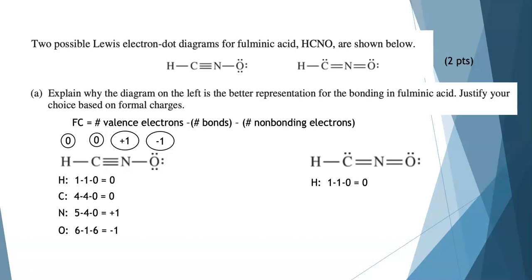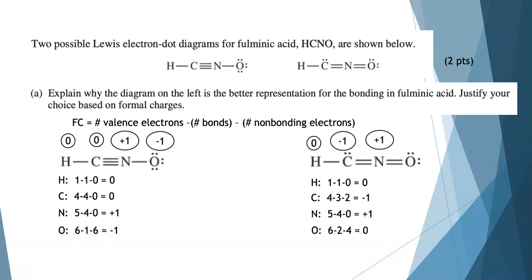The hydrogen, again, has a formal charge of 0. The carbon here has a formal charge of -1. 4 valence electrons, 3 bonds, 2 non-bonding electrons for a formal charge of -1. The nitrogen has a formal charge of +1, just like we saw in the left-hand molecule. And the oxygen here has a formal charge of 0. 6 valence electrons, 2 bonds, 4 non-bonding electrons.